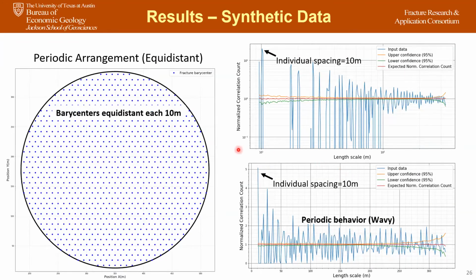And if you had a periodic or equidistant arrangement of fracture barycenters, that is actually the pattern in hexagonal jointing. For example, in columnar basalts, you would have the same kind of barycenter pattern. And this would yield an NCC pattern that is wavy, very unstable, giving you peaks and troughs just above and below the confidence limits, like a wavy pattern. And the first peak here will give you the individual spacing of 10 meters.